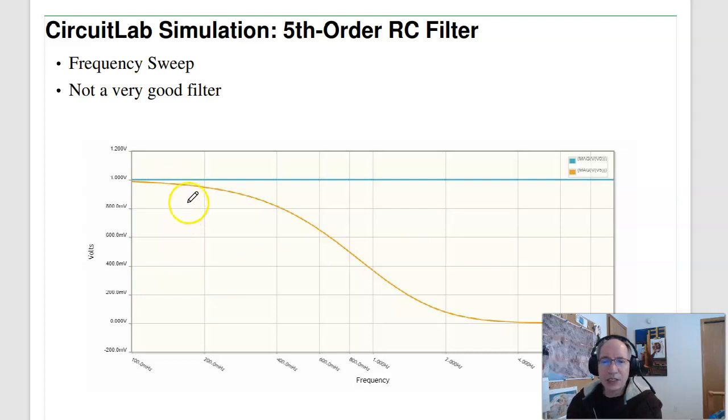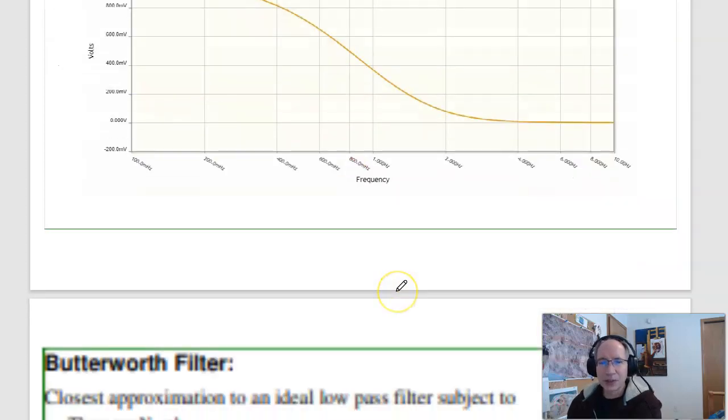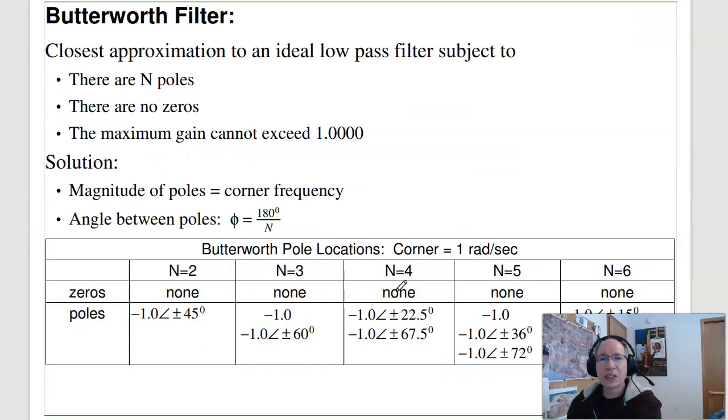If you do that, you kind of see that the gain is 1 out to, well, in this case the corner is at 1 radian per second. Gain drops off right away. Not a great filter. That's an RC filter.